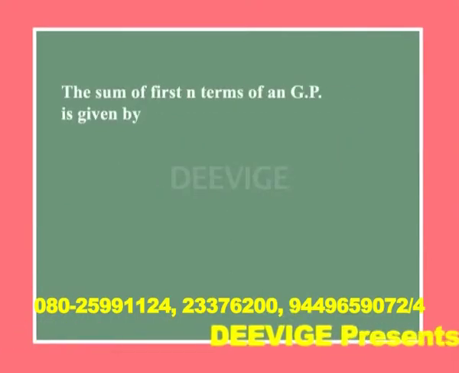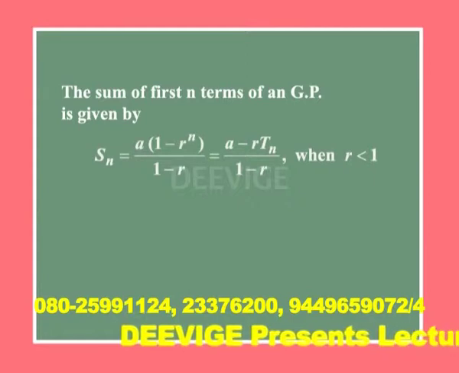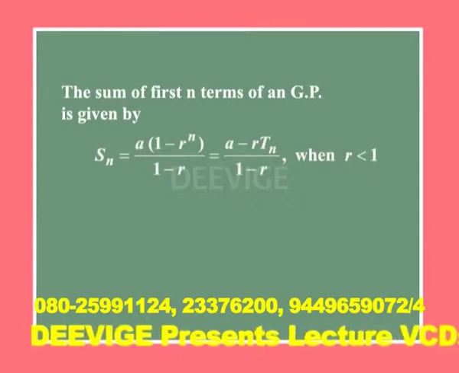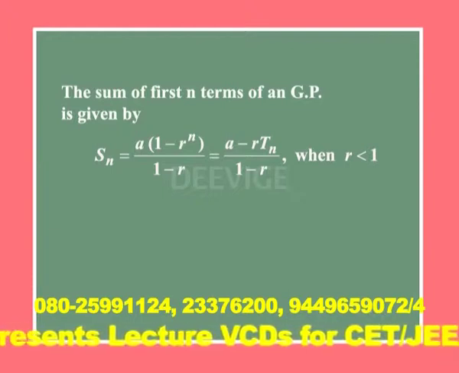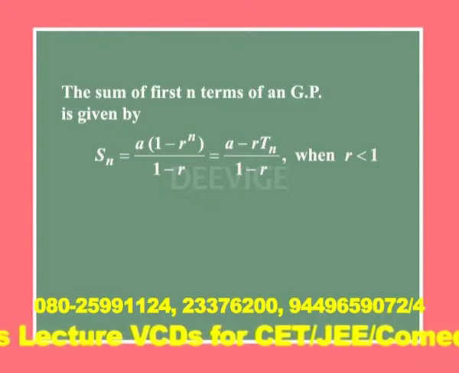Sum of n terms of a GP is given by Sn is equal to a into (1 minus r to the power of n) by (1 minus r), or you can also write it as (a minus r into Tn) divided by (1 minus r).